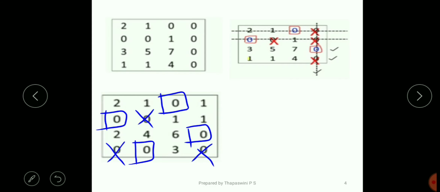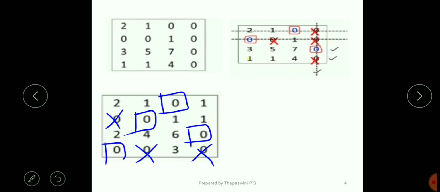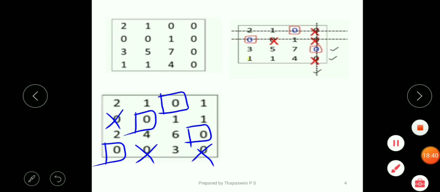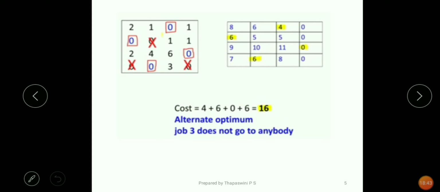And one more solution will be: you can arbitrarily choose this assignment and then put a cross over this one and this one, and then the first column has a single 0, so you can make an assignment here. Now the total number of assignments made is equal to the order of the matrix, so this is the optimal and feasible solution. So this is the solution we got, the first solution, where we arbitrarily chose this assignment.